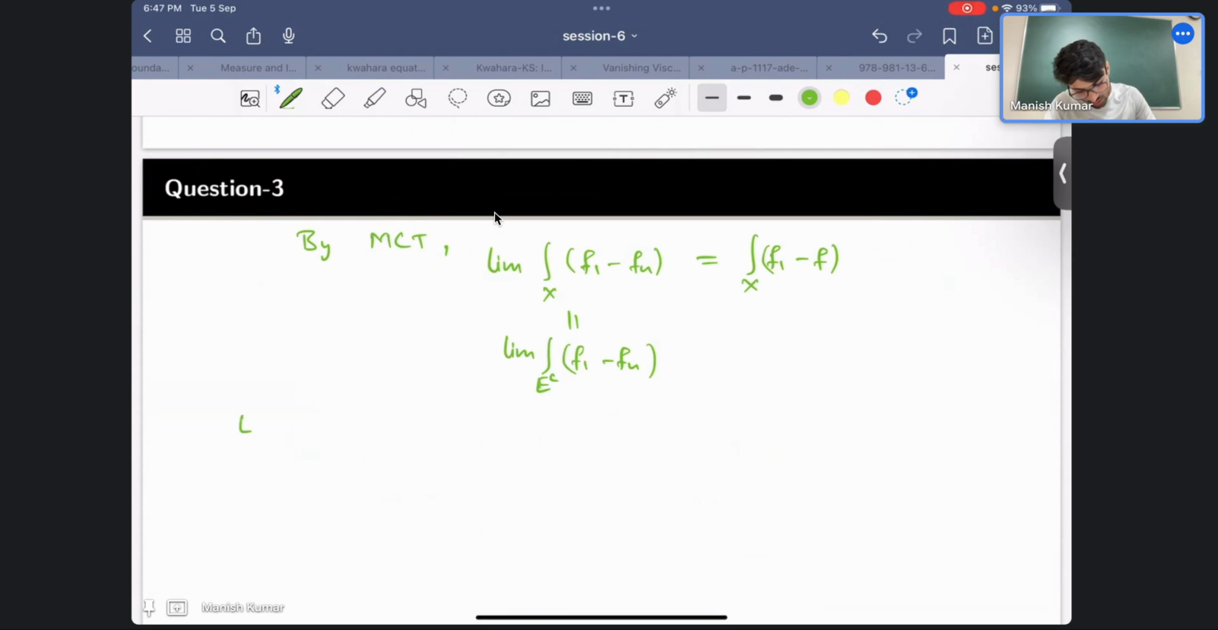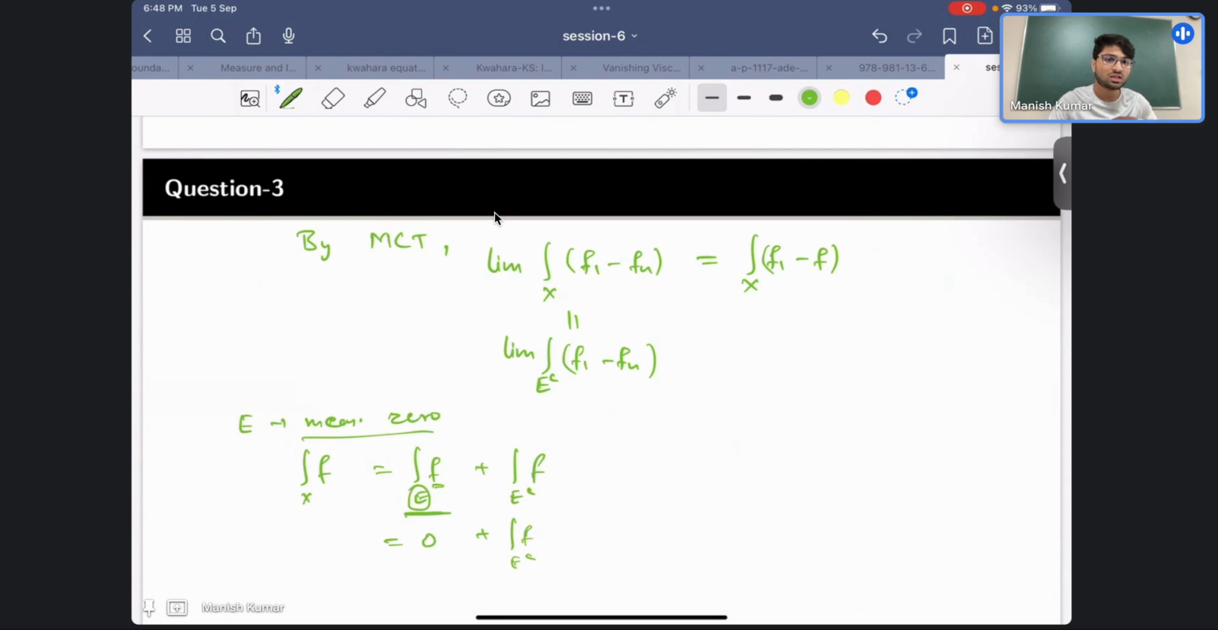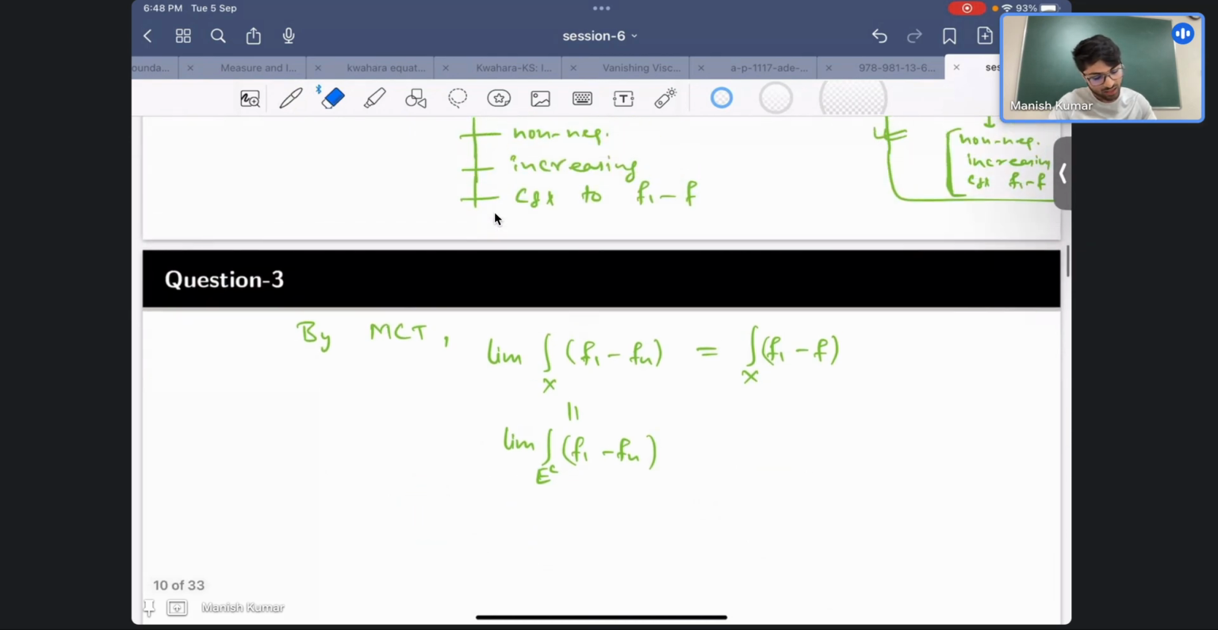So if E is of measure 0, then the integration of f over X is nothing but the integration of f over E complement. Now you know that E is of measure 0, so that integration is 0, right? I wrote in the last session that if the function is 0, then the integral is 0, or if the set over which we are considering the integral is of measure 0, then also the integral is 0. So whenever we talk about integration, we can ignore the set which is of measure 0. Since E is of measure 0 and E is the set where the function f1 is infinity, we can ignore it. So in that sense this is sensible.